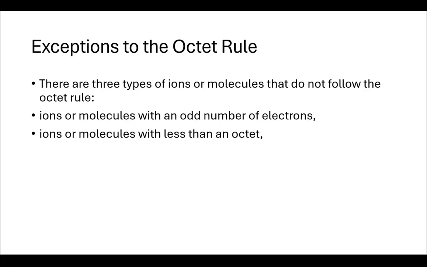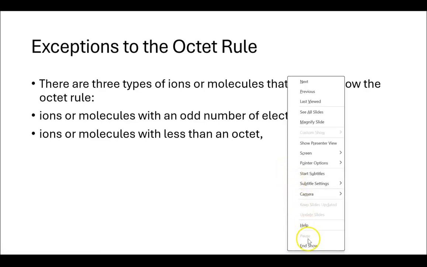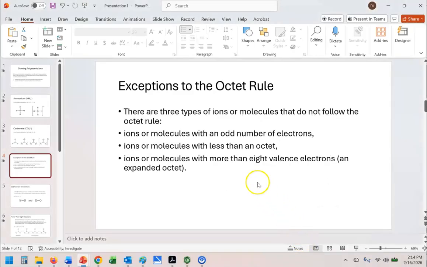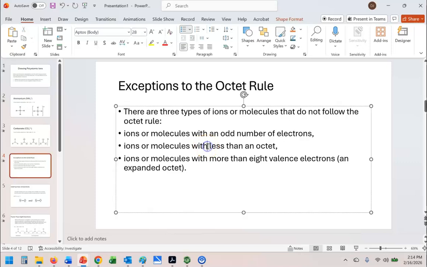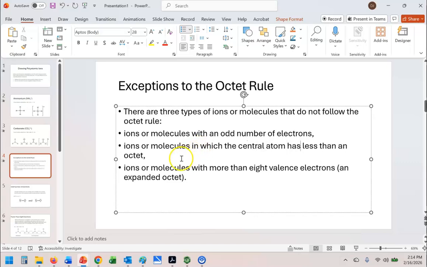Another one would be ions or molecules in which the central atom has less than an octet. So I'm going to actually, I want to change these slides just a little bit. I made these slides pretty quickly today.